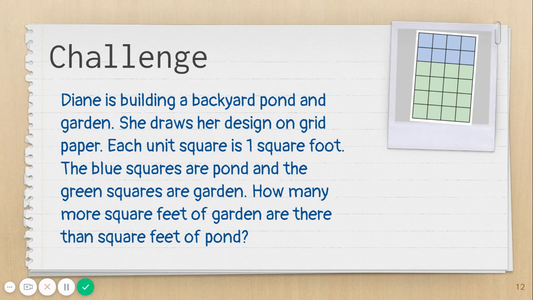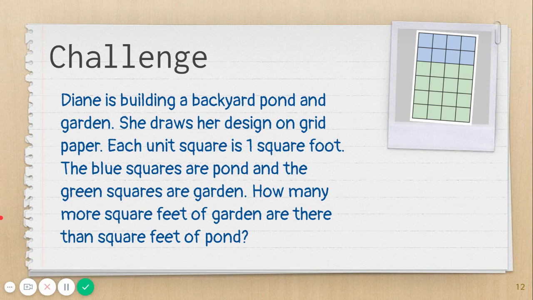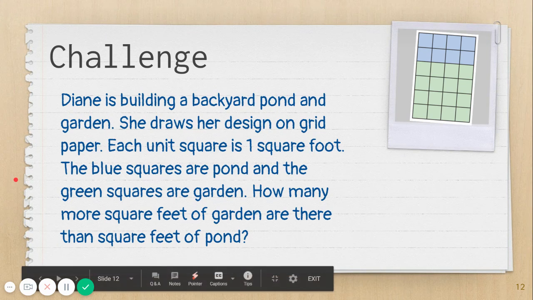I know 2 things. I know my students know what how many more means. And I know you know how to find area. So we're taking those 2 things we've learned in separate units and putting them together. Go ahead and pause for a second, solve, and then we'll check together.